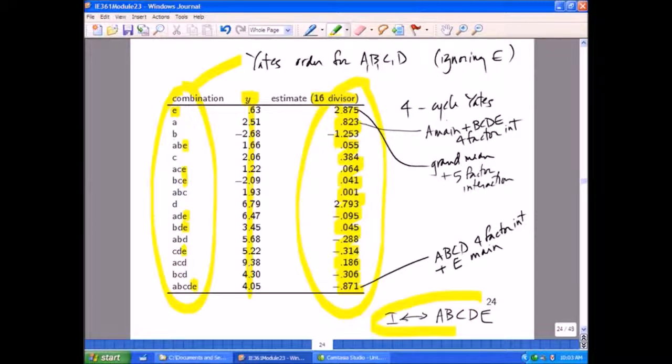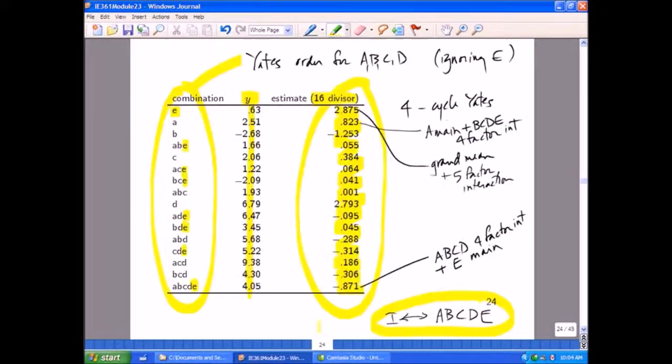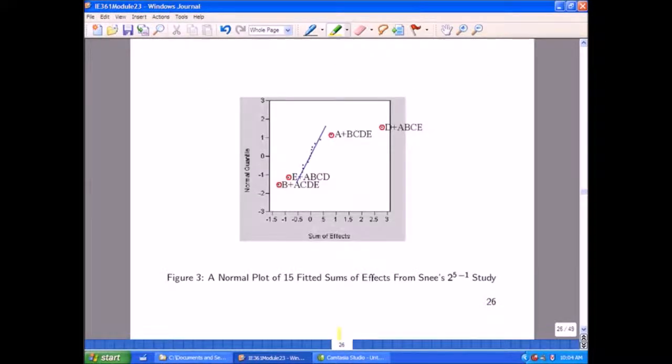in terms of what the pattern of aliasing or confounding is in this setup, in this half fraction. So I don't have any replication. I can't make confidence intervals, but I can do normal plotting, and here's what I get if I make a normal plot of these values.